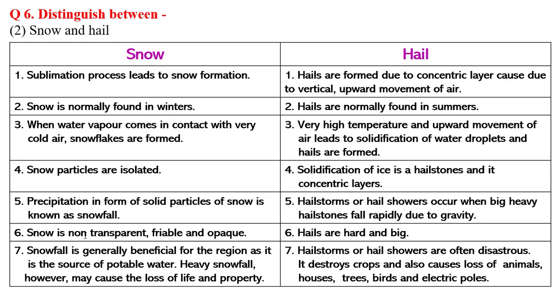Snow sixth. Snow is non-transparent, friable and opaque. Hail sixth. Hails are hard and big. Snow seventh. Snowfall is generally beneficial for the region as it is the source of potable water. Heavy snowfall, however, may cause loss of life and property. Hail seventh. Hailstorms or hail showers are often disastrous. They destroy crops and also cause loss of animals, houses, trees, birds and electric poles.